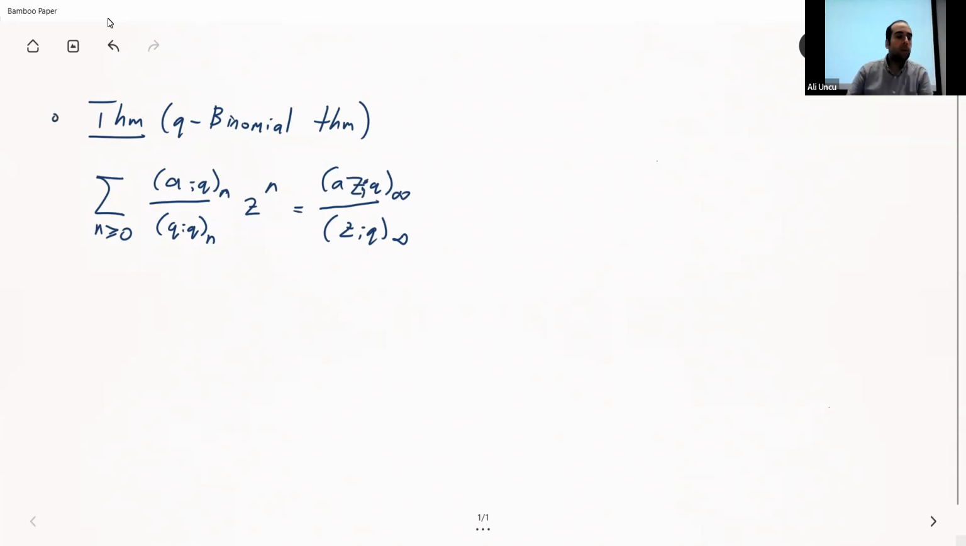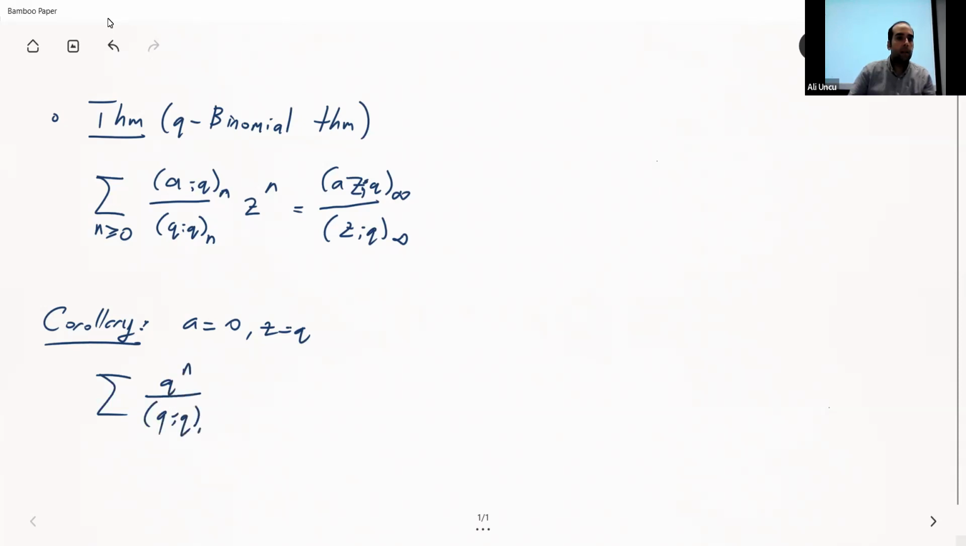So here's this one main theorem, and we were able to prove many things with that. One of them was just plugging a to be 0, z to be q, right? One corollary was the partition generating function that we saw many times. a is 0, z is q. We already have that: the sum of q^n divided by (q;q)_n from 0 all the way to infinity. Since a is 0, this guy goes away.